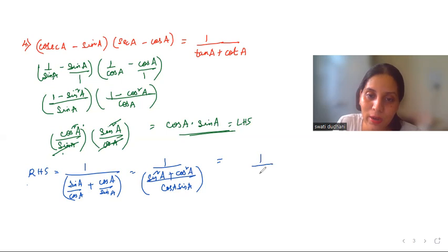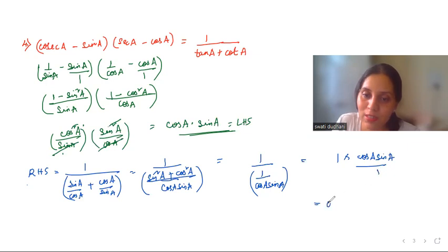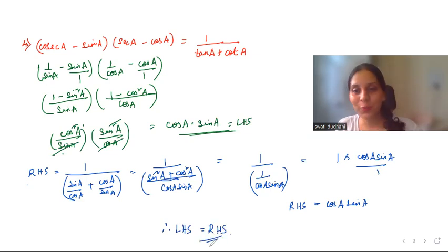So here we get 1 by cos A sin A. I have this identity equal to 1. So now the denominator, when I take it to the numerator, becomes reciprocal. So 1 into cos A sin A by 1, which is cos A sin A. So this is my RHS. Therefore, LHS is same as RHS. I hope this is clear.